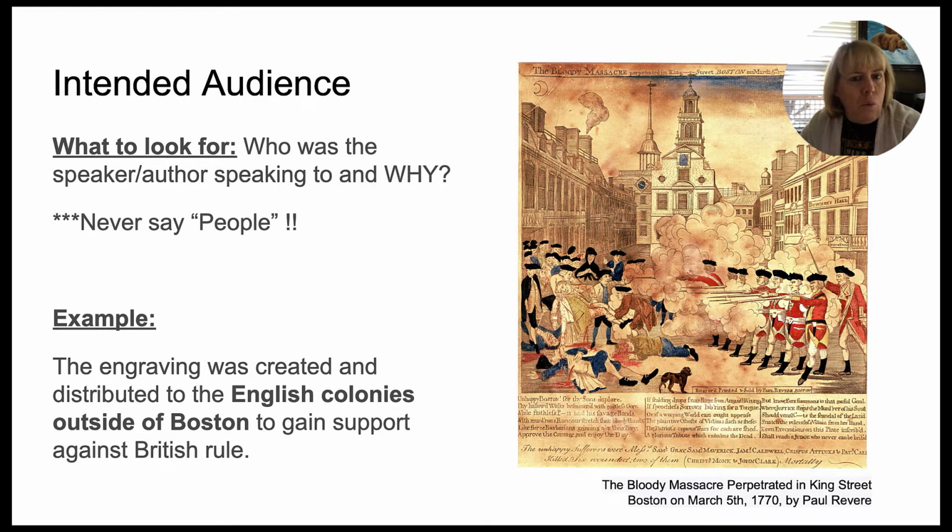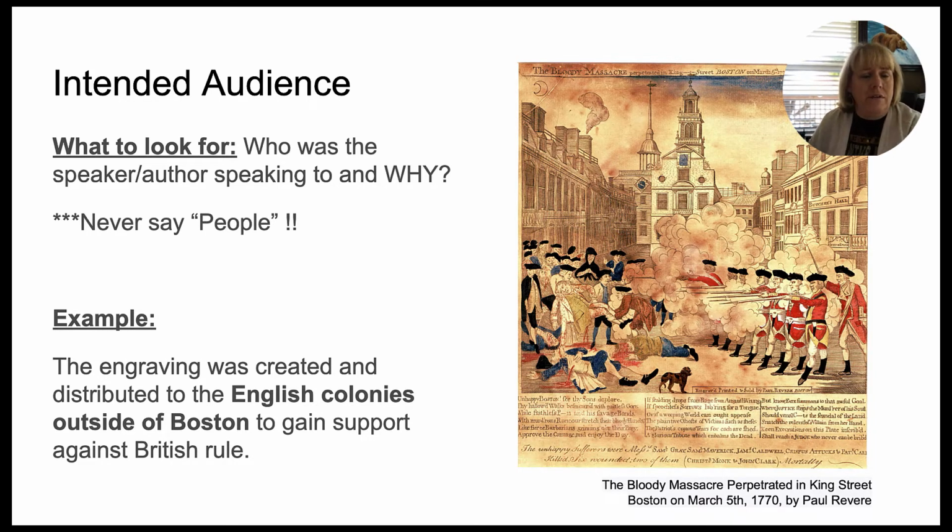You have to be more specific. What people and why? So in this example, this engraving was created and distributed to the English colonies outside of Boston to gain support against British rule. So who is it written for? It's written for the English colonies. Probably what would have been better if I would have said the English colonists, because that's even more specific. But you can see that it's not just people, it's people in the English colonies outside of Boston.